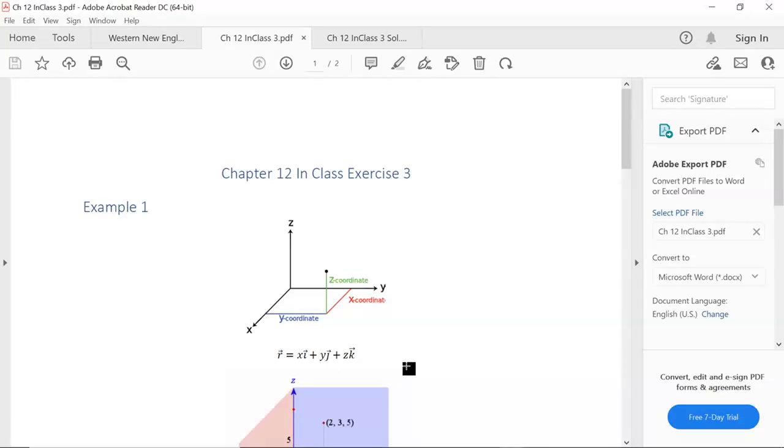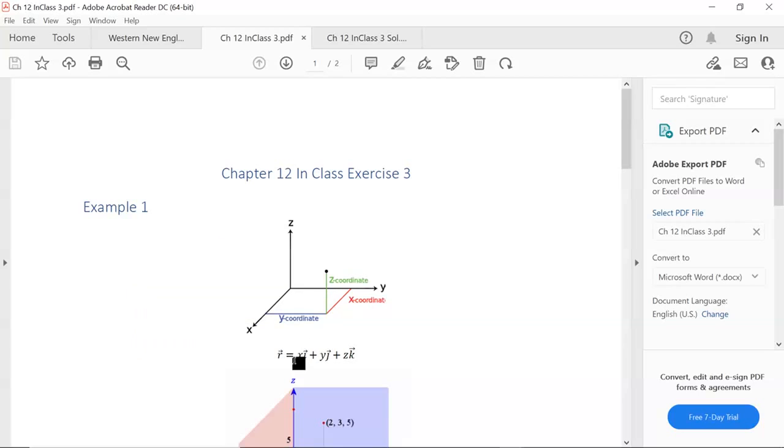Exercise 3. In this in-class exercise, we will solve a problem involving curvilinear motion of a particle and calculating position, velocity, and acceleration using Cartesian coordinates, or the three-dimensional rectangular coordinate system. Just for a quick revision, if this is the position of the particle in space, then it can be defined exactly using its distance along the x-axis, which is the x-coordinate, distance along the y-axis, which is the y-coordinate, and distance along the z-axis, which is the z-coordinate.